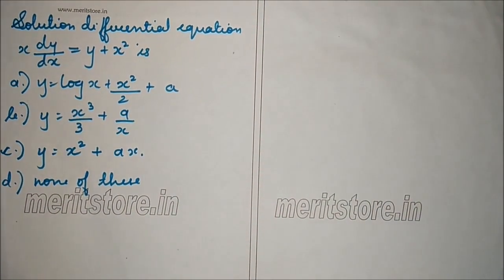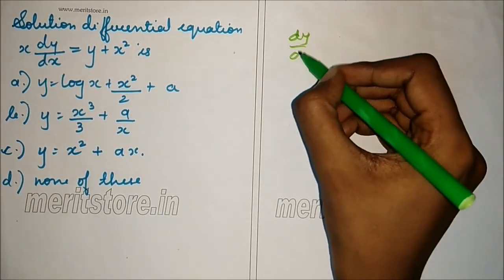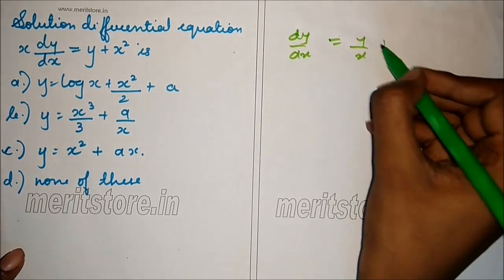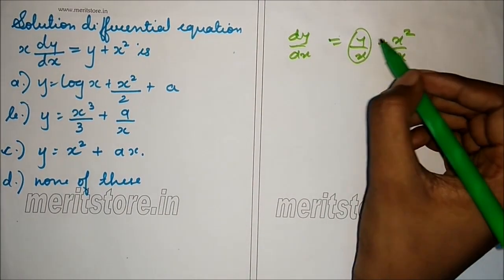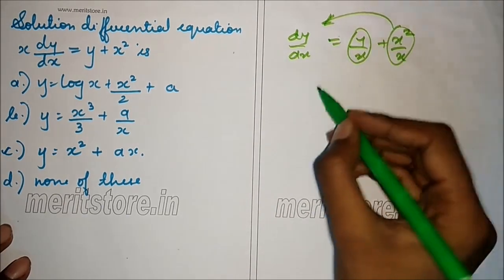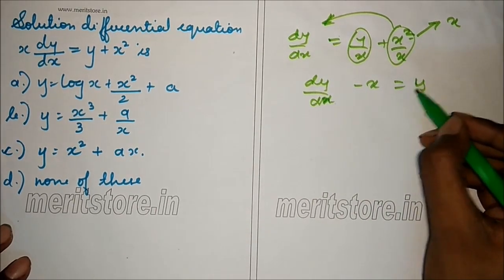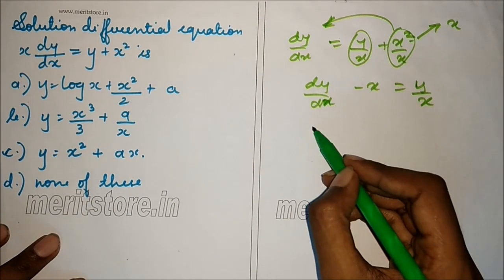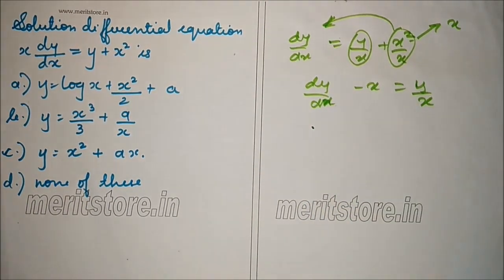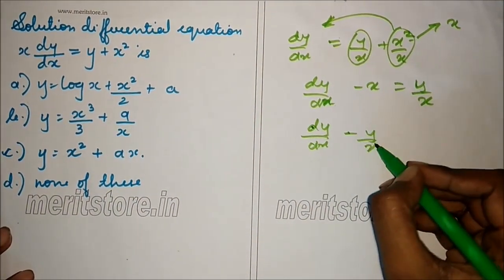Solution of the differential equation x dy/dx = y + x². First we divide throughout by x, so we get dy/dx = y/x + x²/x, which is y/x + x. Shifting the y/x term to the LHS, we write dy/dx - y/x = x.